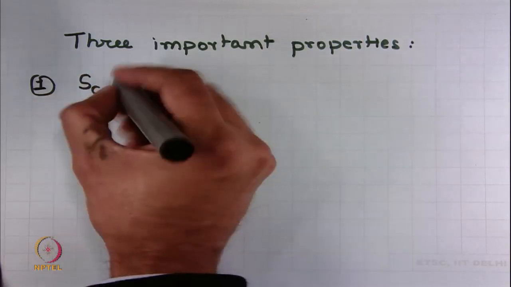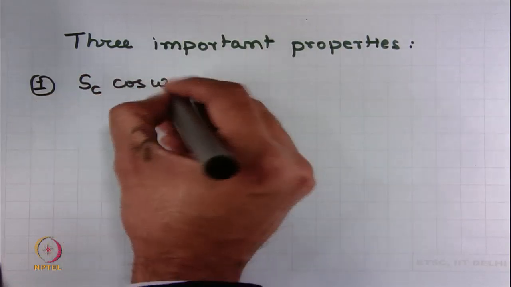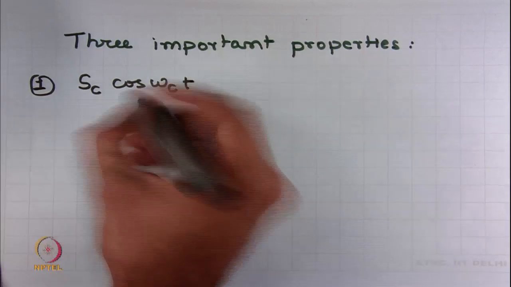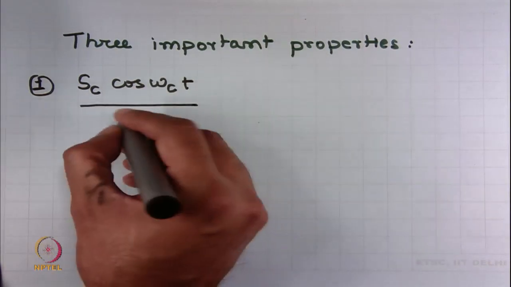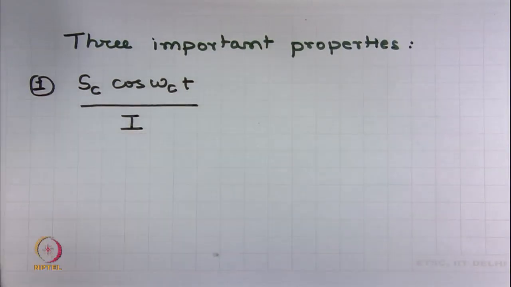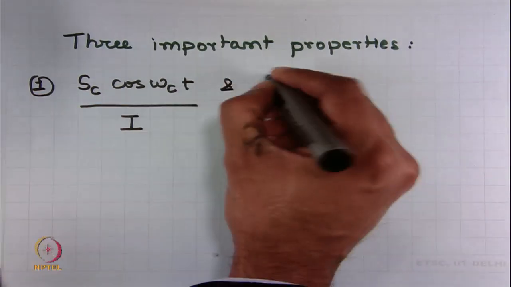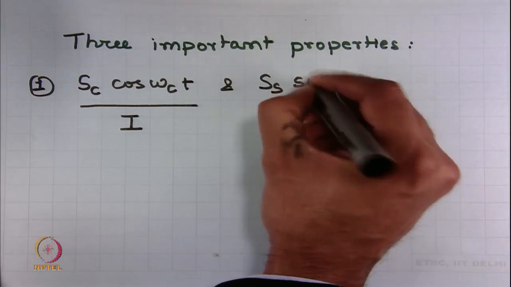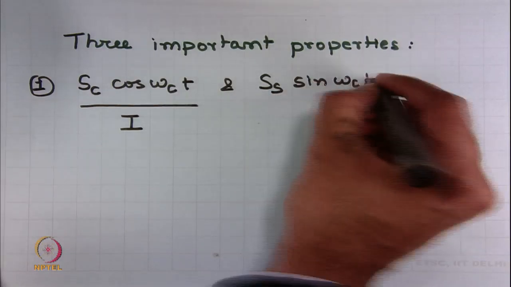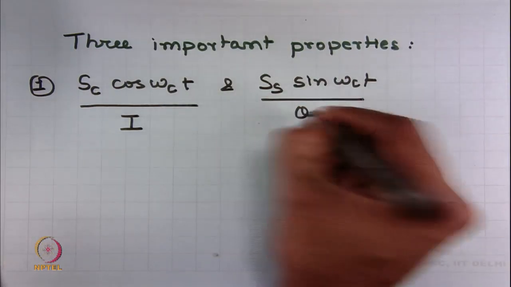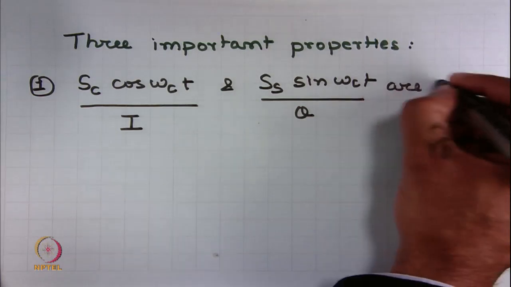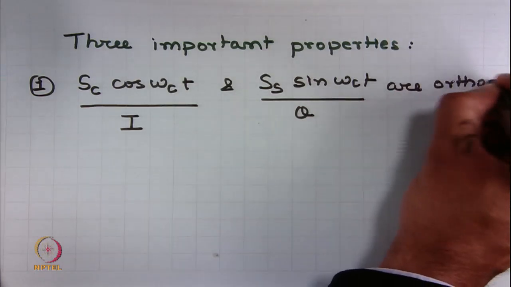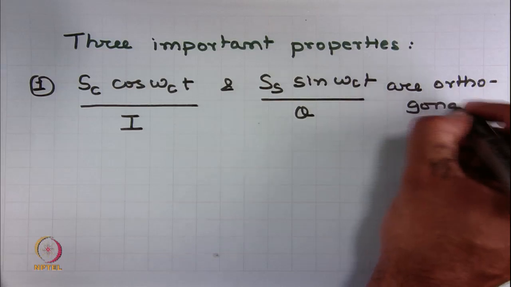s_c cos ω_c t, which is also known as the I component, and s_s sin ω_c t, which is the Q component, are orthogonal to each other.